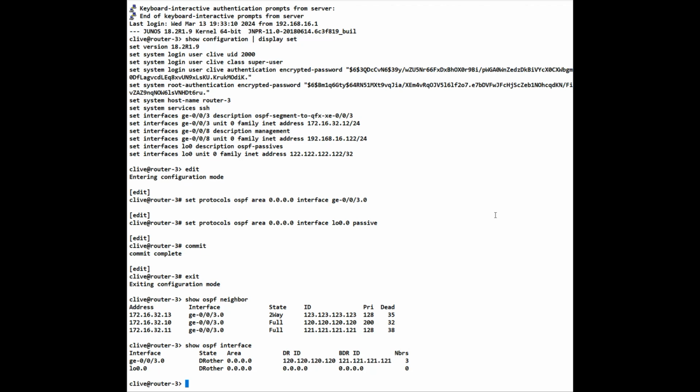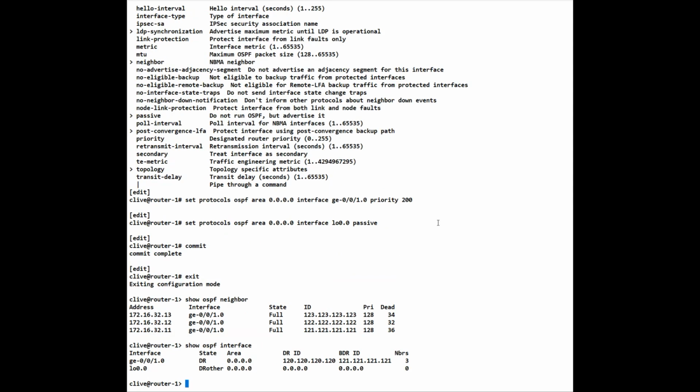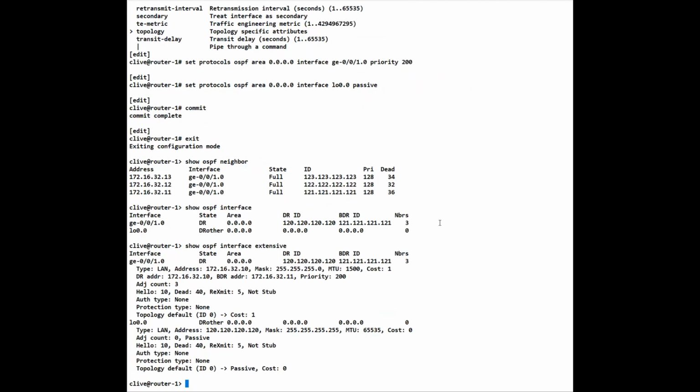Okay, we could go into an extensive and have a look at it from that perspective, and that tells you the information as well. So it shows you it's a DR other, it tells you the DR, BDR, it gives you its addressing, it gives you its cost of the interface. It gives you all the information that you need here within the extensive. This is loopback 0.0, so you're not going to see a lot on here anyway. Okay, and that'll be the same with the other systems, including the DR. So if we do an extensive here, we see exactly the same information.